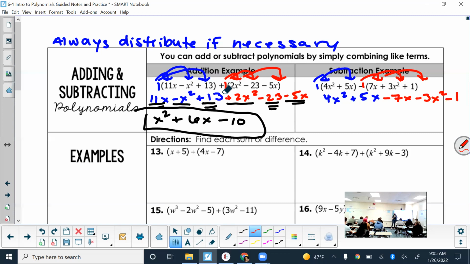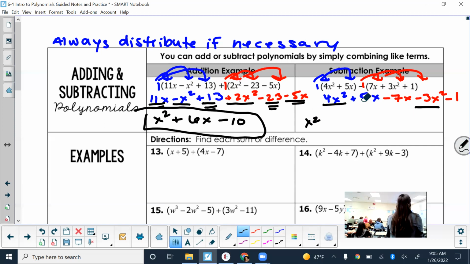All right, and then once you've done that, then you can combine like terms. And I would start with the higher exponent first, so it's pretty much written in standard form by the time you're done. So like 4x squared, does that one have a like term? It is -3x squared. When I combine them, what do I get? Just x squared. 4x squared minus 3x squared is just x squared.